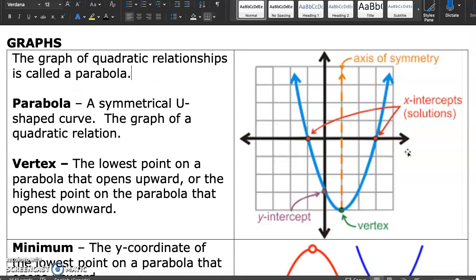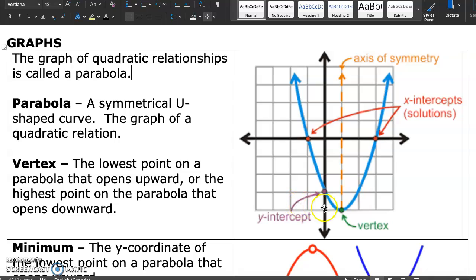So, as a graph, the quadratic relation is a parabola. The parabola is referring to the actual curve itself. It's U-shaped and symmetrical. This image highlights some important features of the graph.